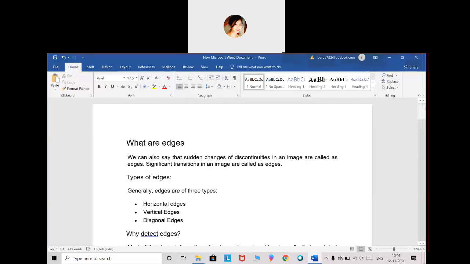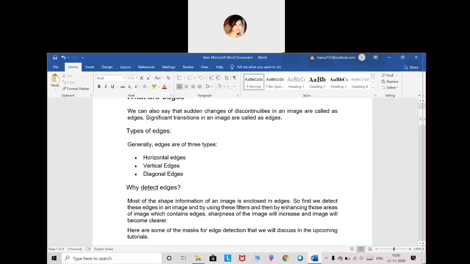Okay, just do revision of these types of edges. We have three types of edges: horizontal edges, vertical edges, and diagonal edges. These names already depict the definition of the edges. That is, one is horizontal, one is vertical, and one is diagonal.